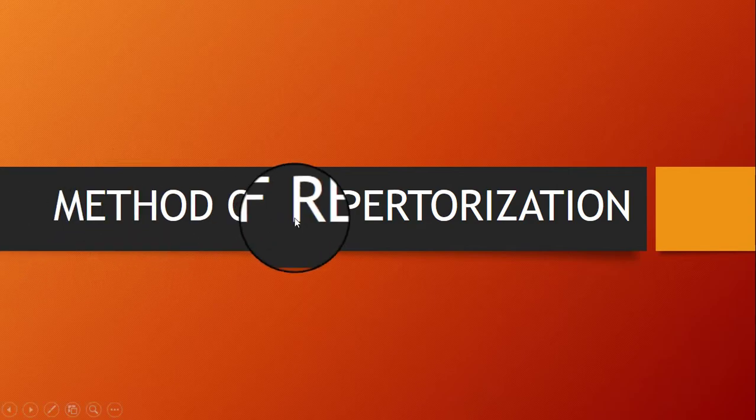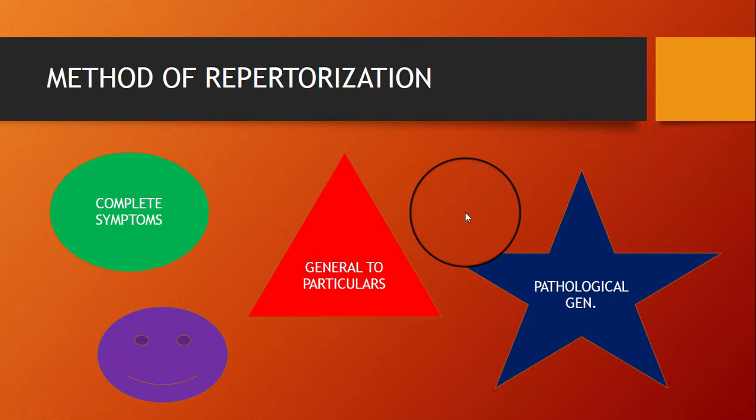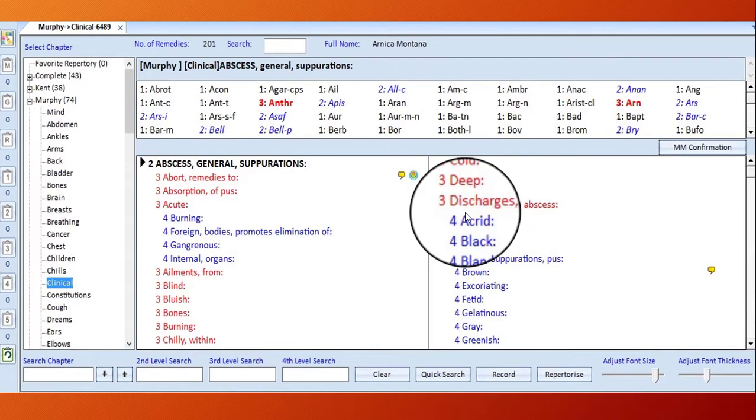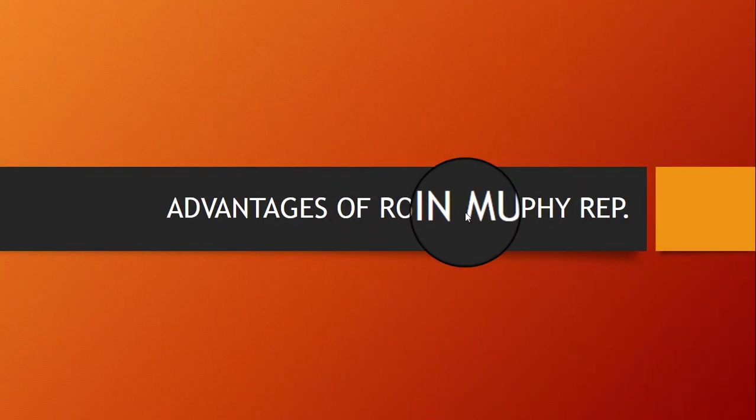Now next we'll talk about the method of repertorization. Basically, for all types of cases this repertory can be used, as I have already talked about. So from general to particular, in complete symptoms, in pathological generals and concomitants, clinical rubrics and modalities. So this repertory can be used for the repertorization of these.